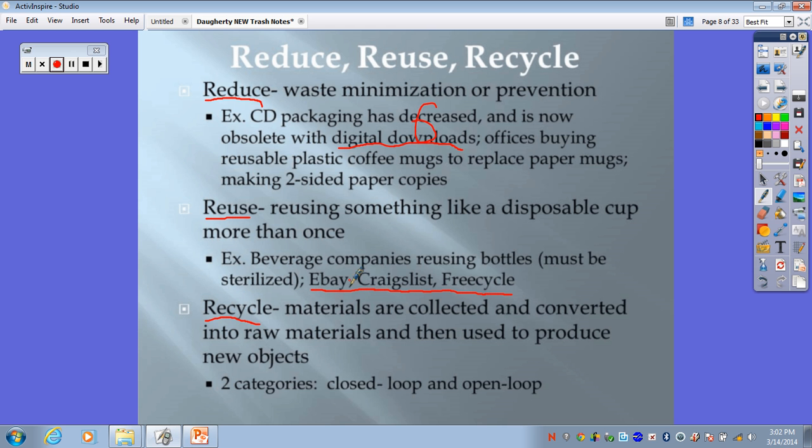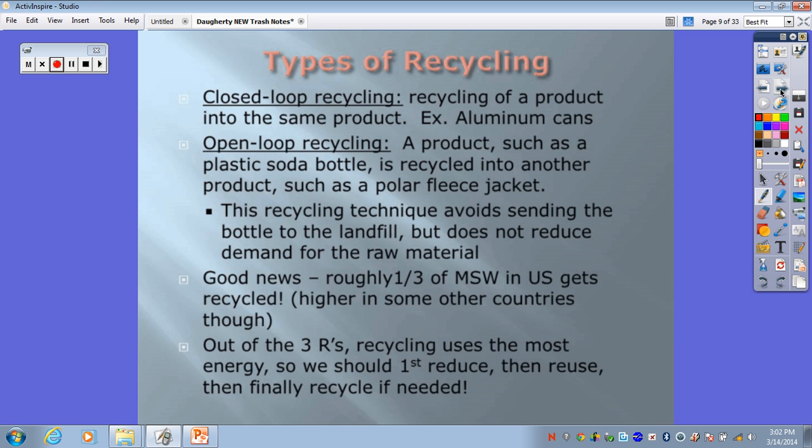And this is when materials are collected and converted into raw materials and then used to produce new objects. And there's 2 different types of recycling. There's what we call closed loop recycling and open loop recycling. Closed loop recycling is what we think of as your typical recycling. That's where you're going to turn something into the same product that it used to be. A little bit different from the bottles we just talked about with sterilizing them. For that, they're actually just using a bottle, sterilizing it, using that same bottle.